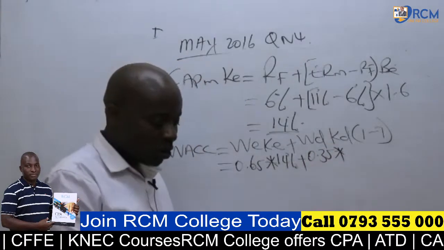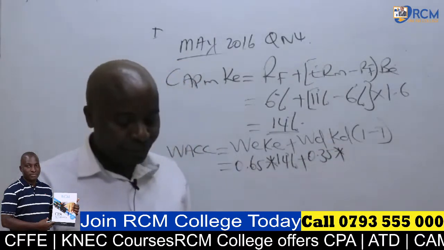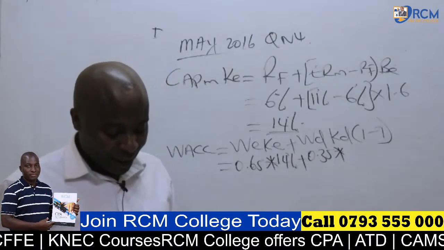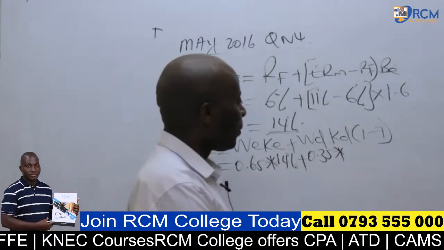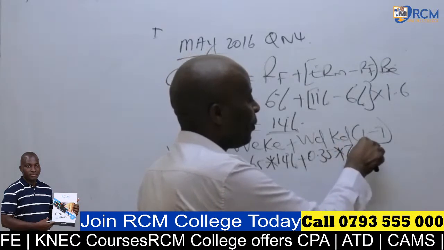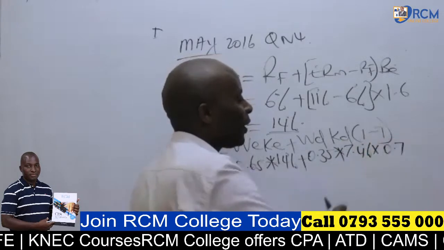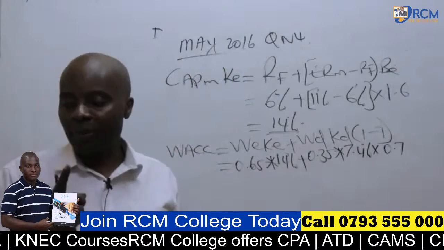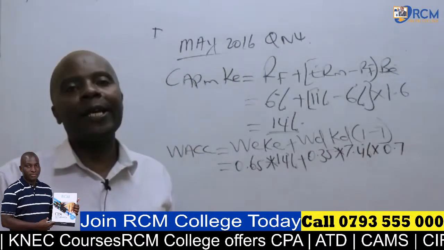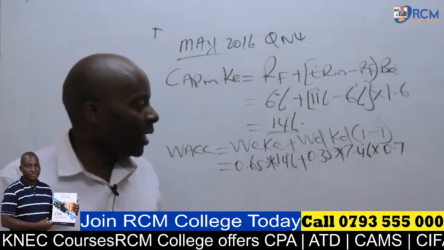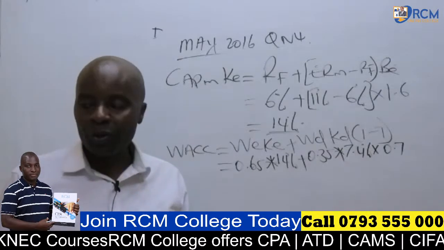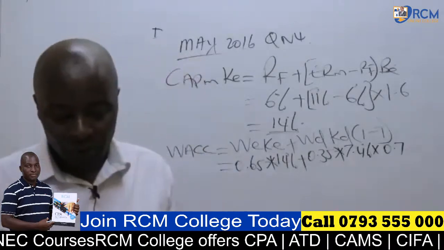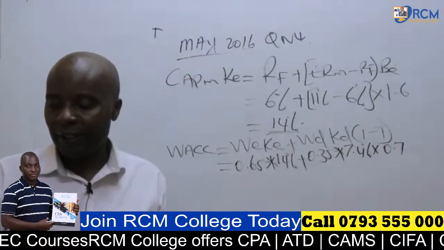Cost of debt has been given. They have given us cost of debt as 7.4%, times 0.7. Why 0.7? Because taxation has been given as 30%. So 1 minus 0.3 gives me 0.7.